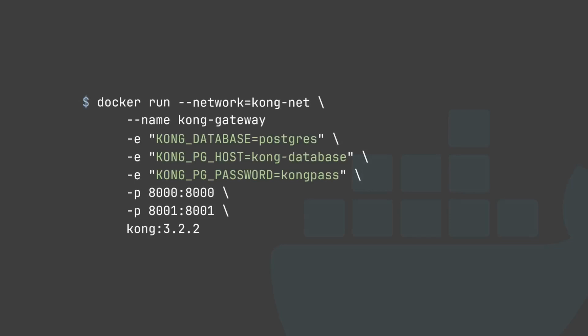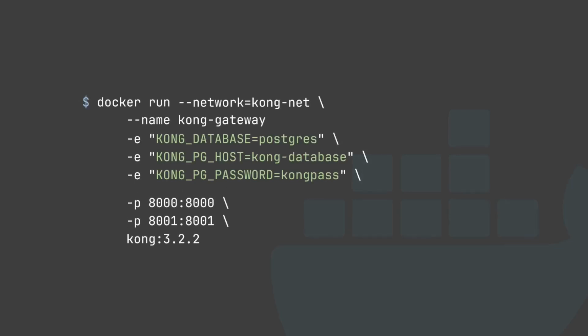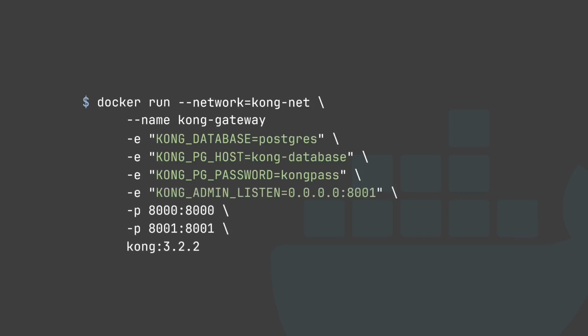To override the default control plane port, all you have to do is override this environment variable. When deploying it in production with HTTPS, the default listening ports are 8443 and 8444. You can also override the SSL listening port here.